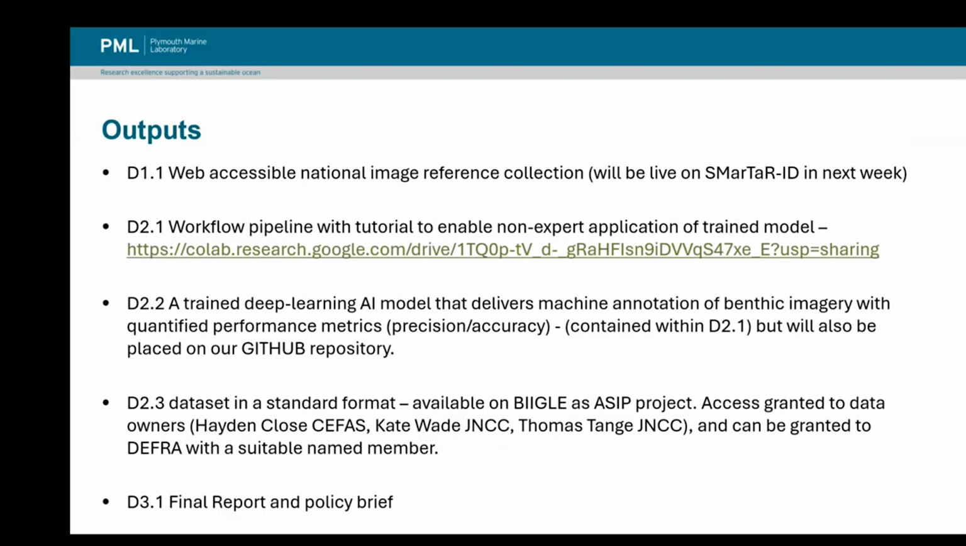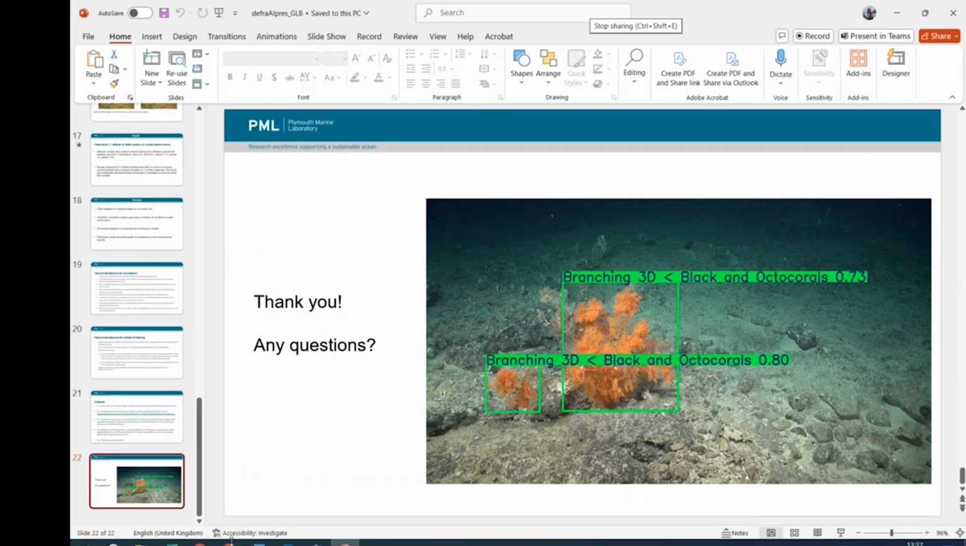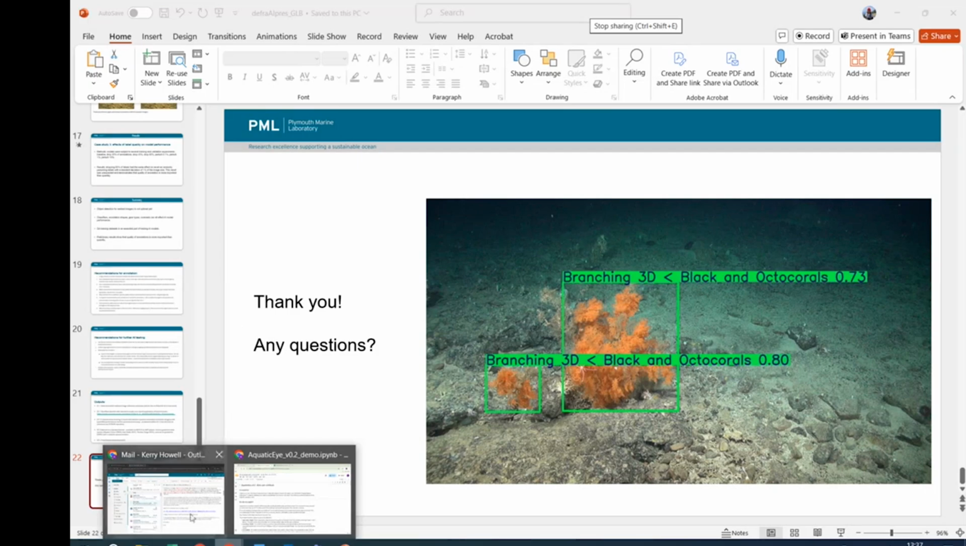And then there's the final report, which has loads and loads more detail in it than I've been able to give here. So I'm going to stop there, and I want to show you just quickly the outputs.